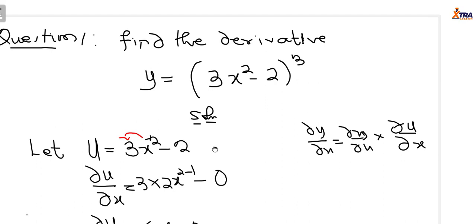In an advanced class, there's a way you can solve this directly without going through all this process.